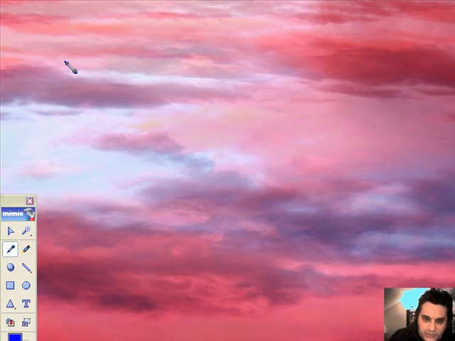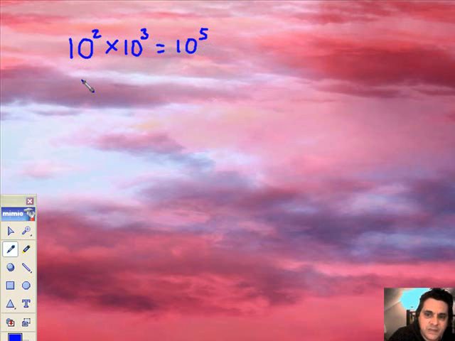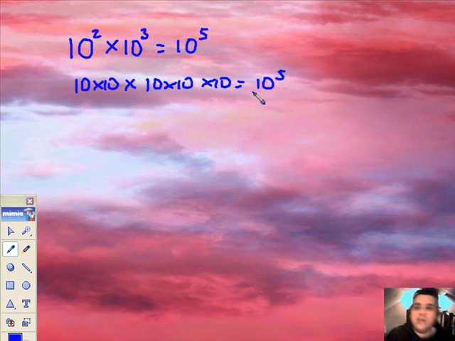So not looking at any question at the moment, I'm just giving you some demos here. So 10 to the power of 2 multiplied by 10 to the power of 3. Simply add the powers: 10 to the power of 5. In terms of proof, we've got 10 times 10, and this one's 10 times 10 times 10. Of course, that is multiplication. Hence, you see 10 to the power of 5. I won't keep doing that, but that's why it works.